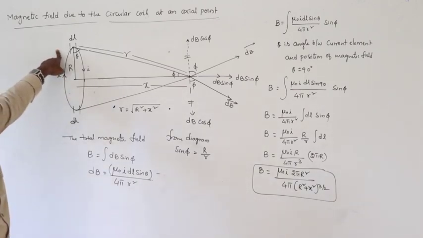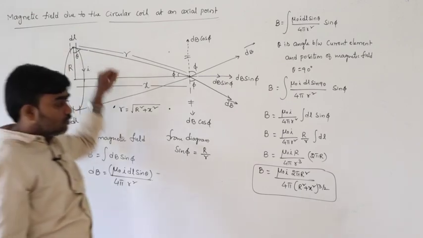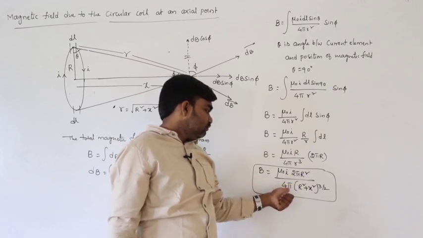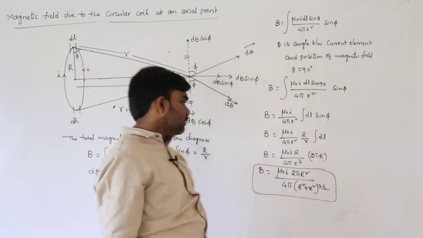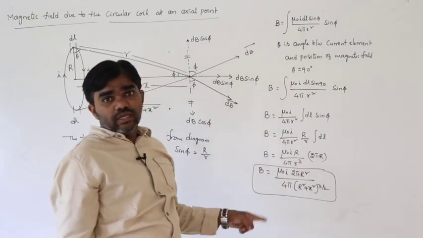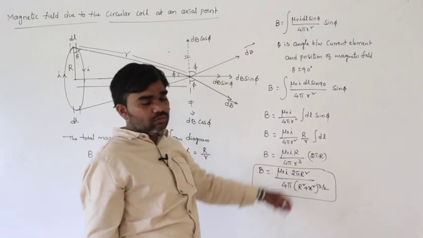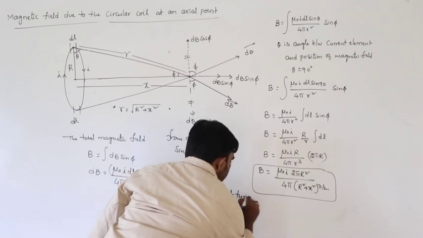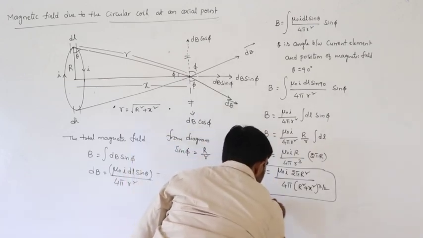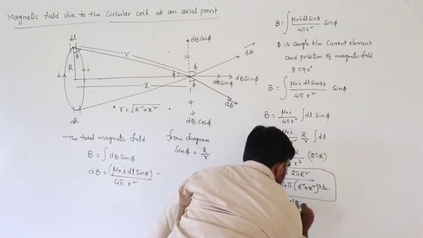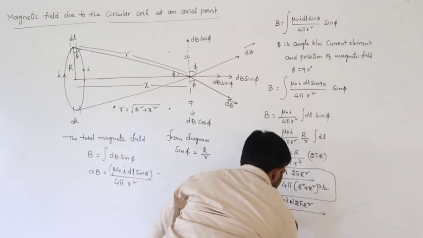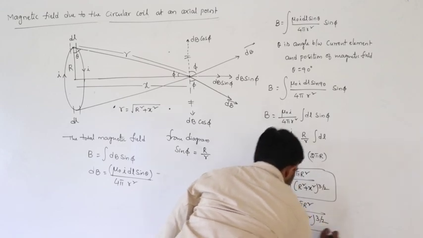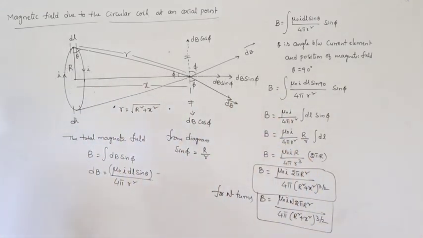Magnetic field associated with the circular coil at an axial point: mu naught I 2 pi R square divided by 4 pi into R square plus x square whole power 3 by 2. This is for one turn. If it is n turns, we have to multiply by n. So for a circular coil having n turns, B can be written as mu naught I n 2 pi R square divided by 4 pi into R square plus x square whole power 3 by 2. This is for n turns.